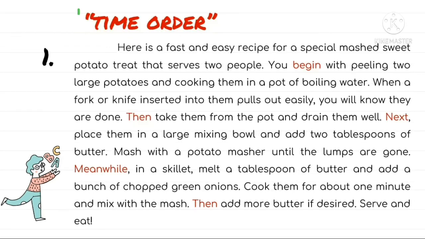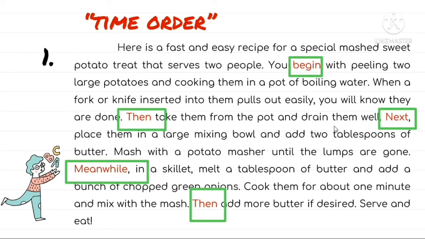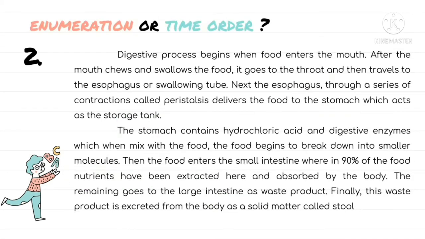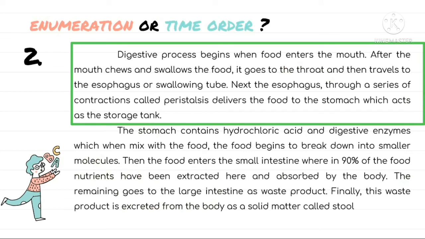The correct answer is time order because it gives you the process of how to cook special mashed sweet potato. It also uses signal words such as begin, then, next, meanwhile, and then that gives you hints where the steps are. Number 2. Digestive process begins when food enters the mouth.